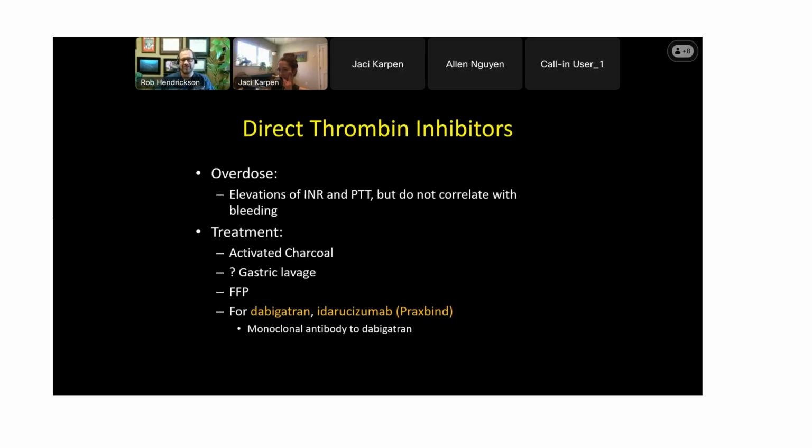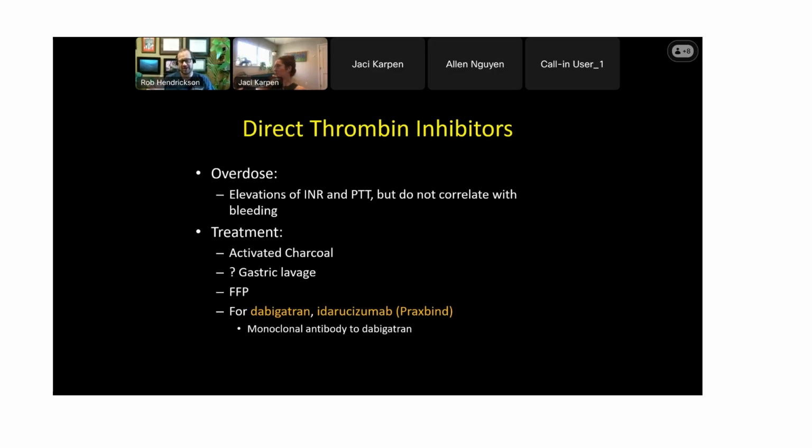But if they are, an elevation of INR or PTT doesn't really correlate with bleeding. If it's high and they're not on these, they took it. That's fair. But it doesn't correlate with their risk of bleeding like it does with Coumadin. So what would we do? An acute overdose, maybe activated charcoal, maybe gastric lavage, I'm not sure. But treatment, as mentioned before, is FFP and 4-factor PCC.